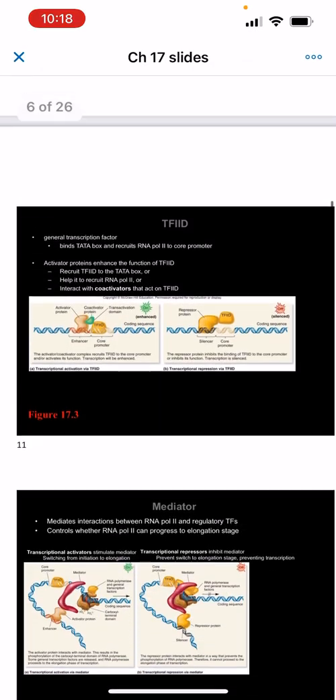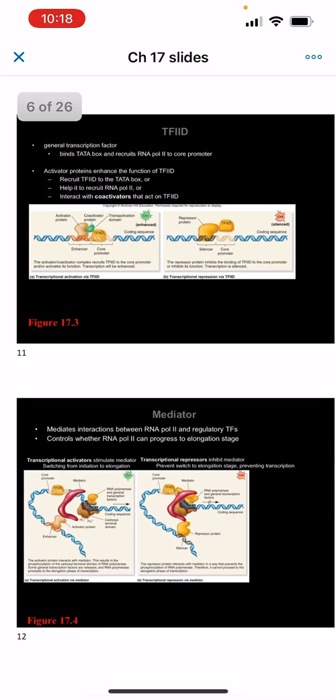General transcription factor, binding to the TAT box and saying, hey, RNA polymerase, there's a gene here. All right.